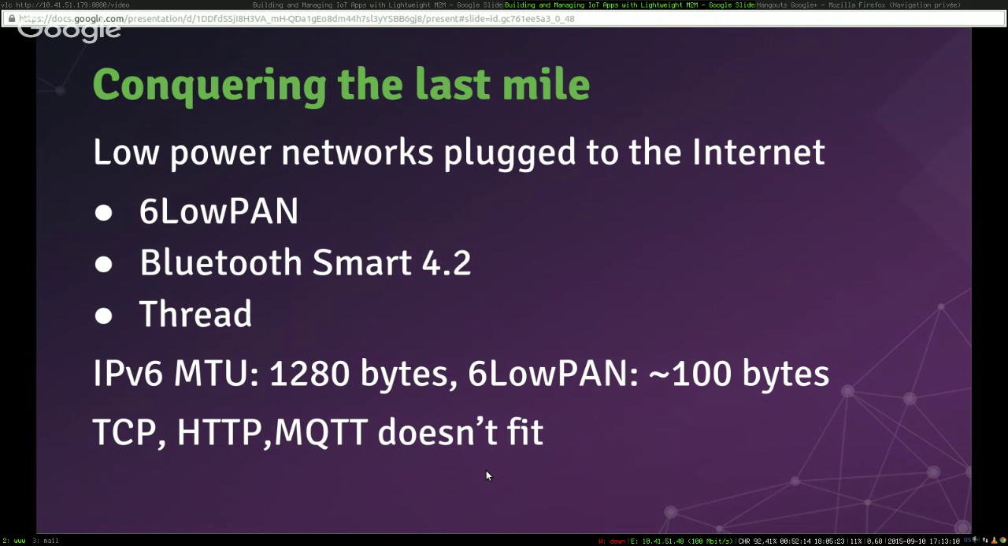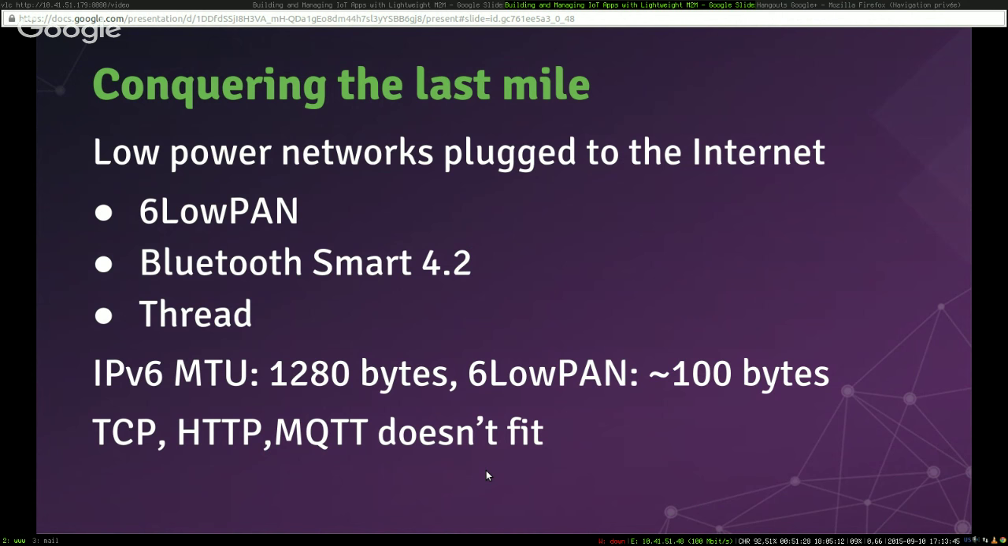So another revolution is about the wireless communication for carrying the last mile. So basically, now we have technologies like Thread, like 6LoWPAN, like Bluetooth Low Energy, where you can put an IP connectivity, basically connecting an object to the internet, but on a very low power network. For example, for an object just running on a simple battery.